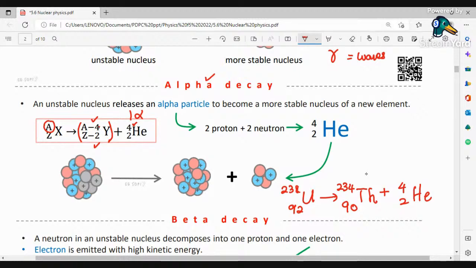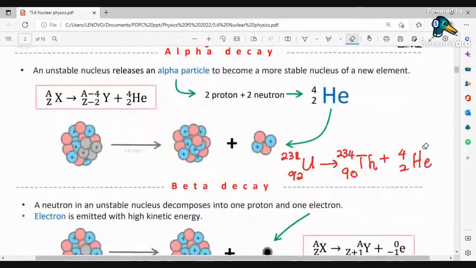Actually for this process, no need to memorize all the equation like this. You just must know the general one. Okay, if you can write the general one, enough already. Just write like this to represent alpha decay. Okay. So untuk helium, you kena tahulah, okay, dia ada 2 proton and 2 neutron. Nuclear number 4, proton number 2. Okay. So ini kita panggil alpha decay.